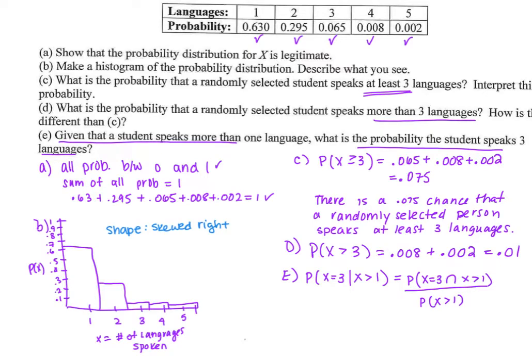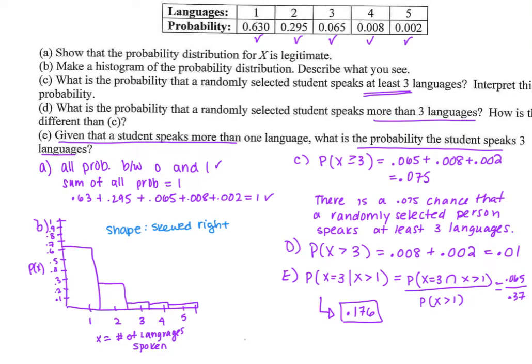So now we can look at the table to plug in our values. The probability that X equals 3 and is bigger than 1 is all the time that X equals 3, so that's just going to be 0.065. The probability that X is greater than 1 is everything but X equals 1. So you just add up the probabilities for 2, 3, 4, and 5, and you get 0.37. So this probability, if I divide that, is 0.176.